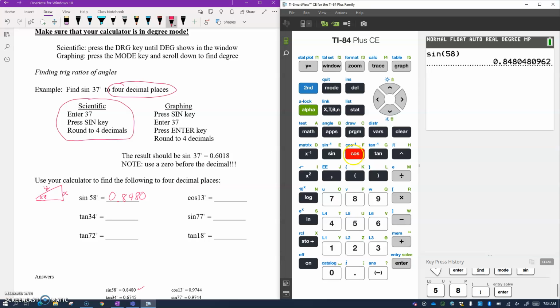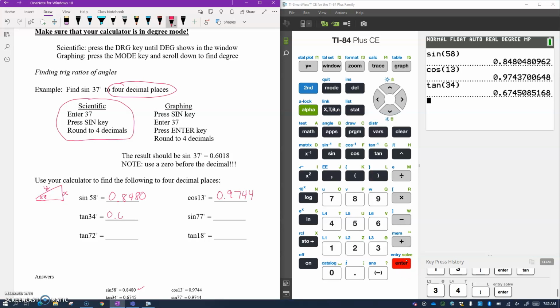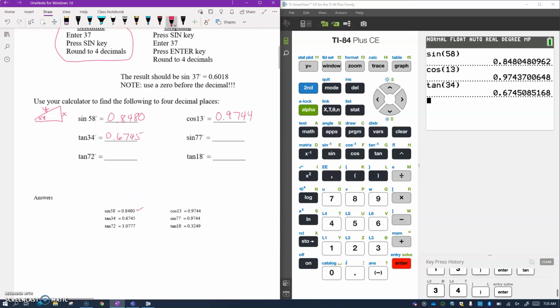Now, we can do this the rest of the way through. So for cosine, we'll just choose cosine instead. This time it's 13 degrees, so we'll put that in. And we get a 0.9744. All right, and again, we round up because that 7, the next digit, is above 5. Then we can go to tangent, so tan of 34, and that gives us a 0.6745. All right, so that gives you just a quick how to enter that on the calculator.